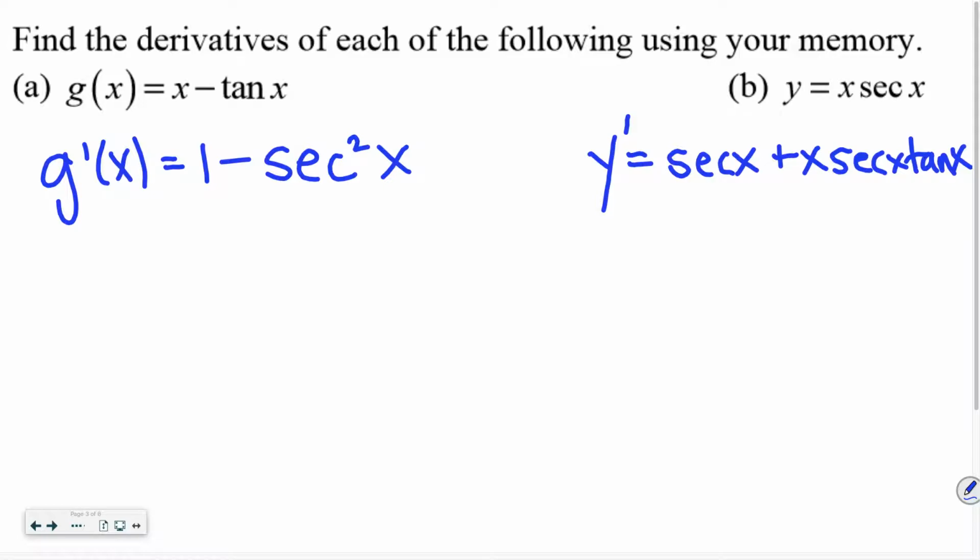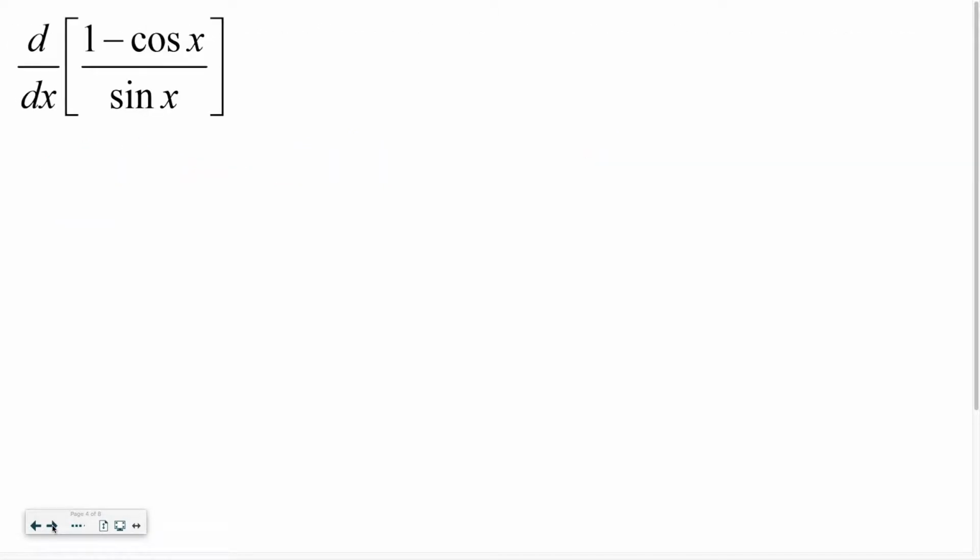All right, one more trig. Write this down. It's 1 minus cosine x, over sine x. But that's not 1 minus cosine squared, that's 1 minus cosine.